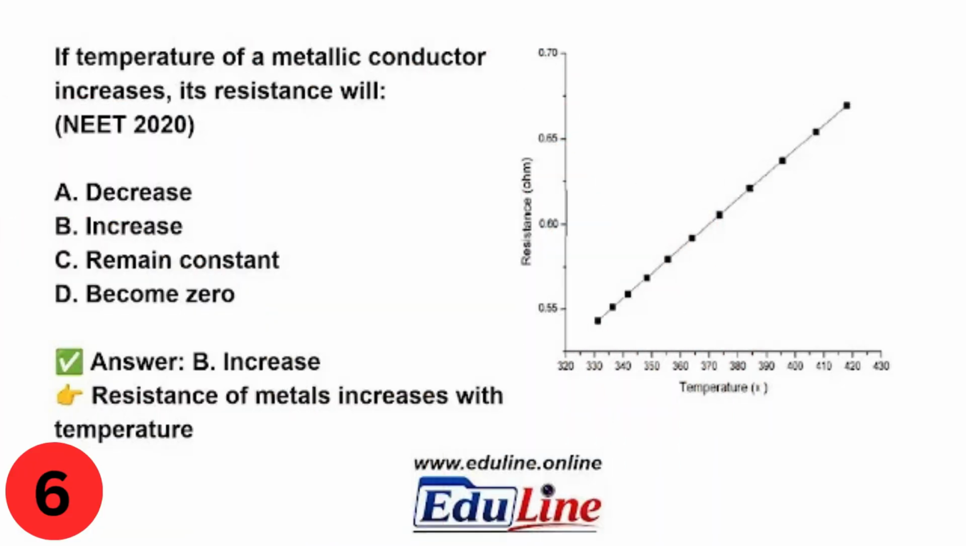Question 6. If the temperature of a metallic conductor increases, what will happen to its resistance? Options. Option A, the resistance decreases. Option B, the resistance increases. Option C, the resistance remains constant. Option D, the resistance becomes 0.